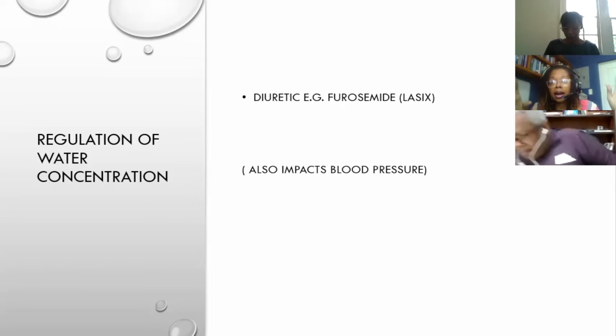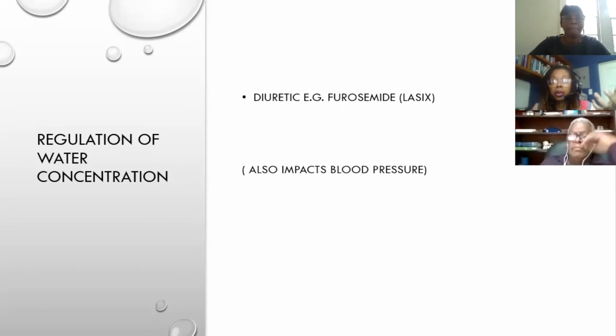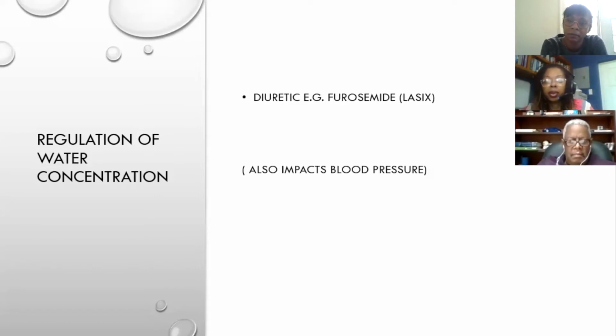So again, using the pipes in your house analogy, if you have a certain pressure building up in your pipes, and you turn on all the taps and the water rushes out, that pressure in the pipes is reduced. So again, if you give Lasix, it can impact your blood pressure, and even though it's not given as a blood pressure medication per se, it will have the impact of lowering your blood pressure. So that's something you also need to be aware of.